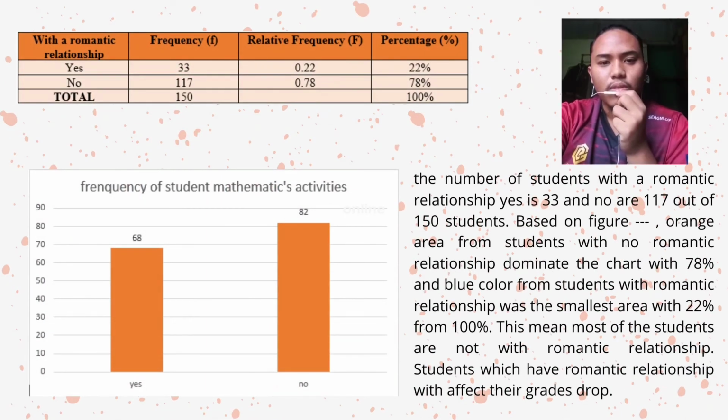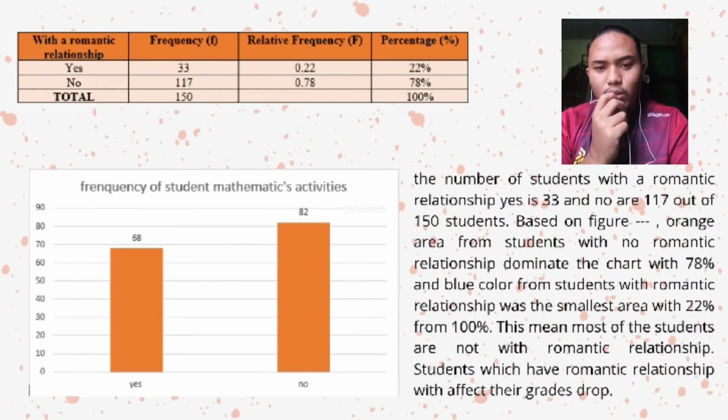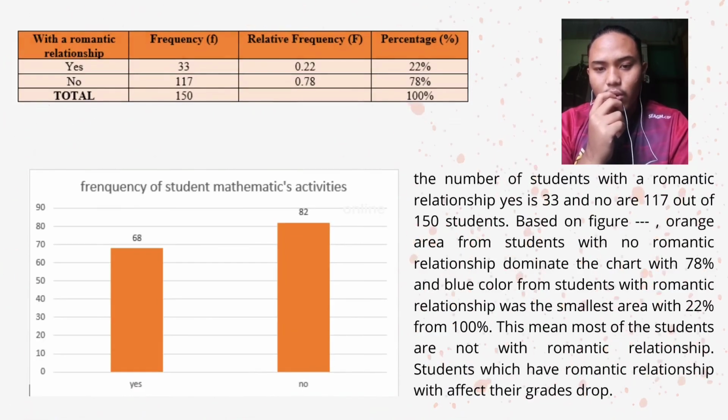The number of students with a romantic relationship: yes are 33 and no are 117 out of 150 students. Based on figure 3.2.9, the orange area from students with no romantic relationship dominates the chart with 78%, and the blue color from students with a romantic relationship was the smallest area with 22% of 100%. This means most of the students are not in a romantic relationship. Students who have a romantic relationship will have their grades drop.